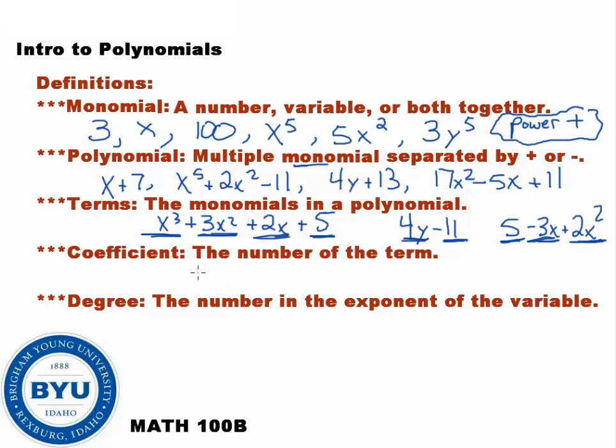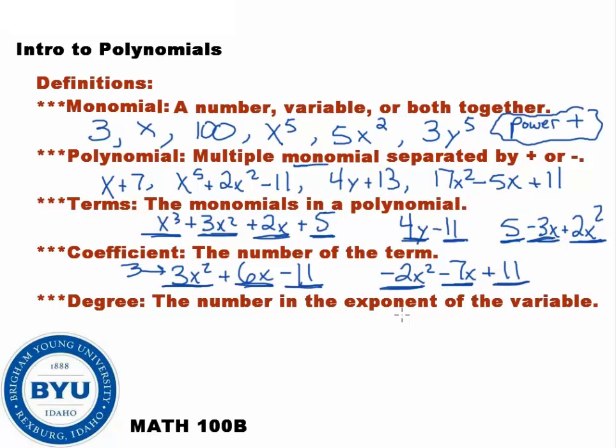Okay, the coefficient. The coefficient is the number of each term. So if I had like 3x squared plus 6x minus 11, this is the first term, and the coefficient of that term is the number. So in this situation, 3 is the coefficient. What's the coefficient of this term? You bet. You should have said 6. 6 is the coefficient. And this is the third term. What's the coefficient of it? Yep. You got it, -11. So remember, coefficients can be negative. So if I had like -2x squared minus 7x plus 11, the coefficient of this is -2, the coefficient of this is -7, and the coefficient of this last term is 11.